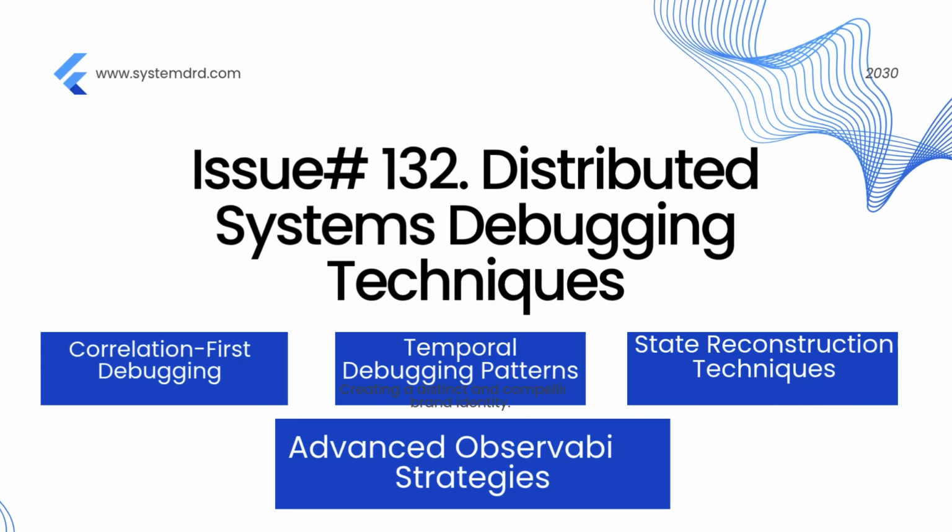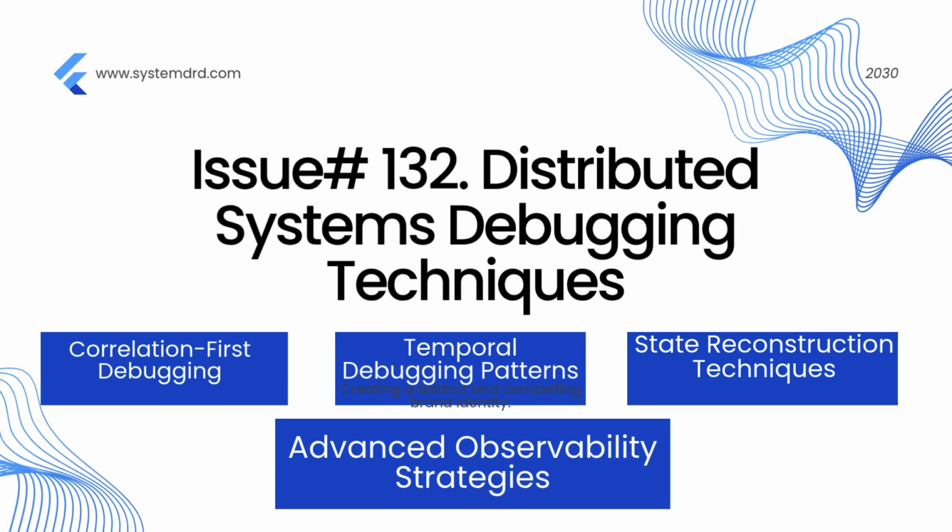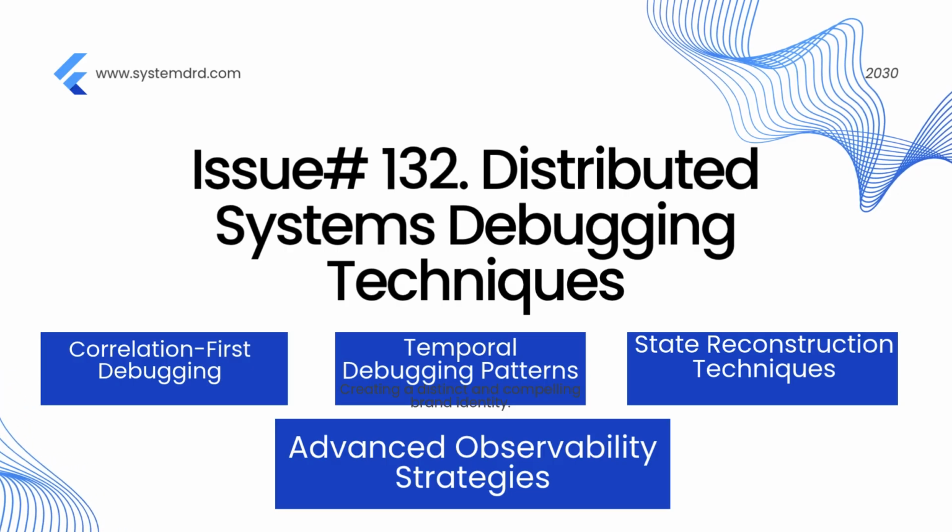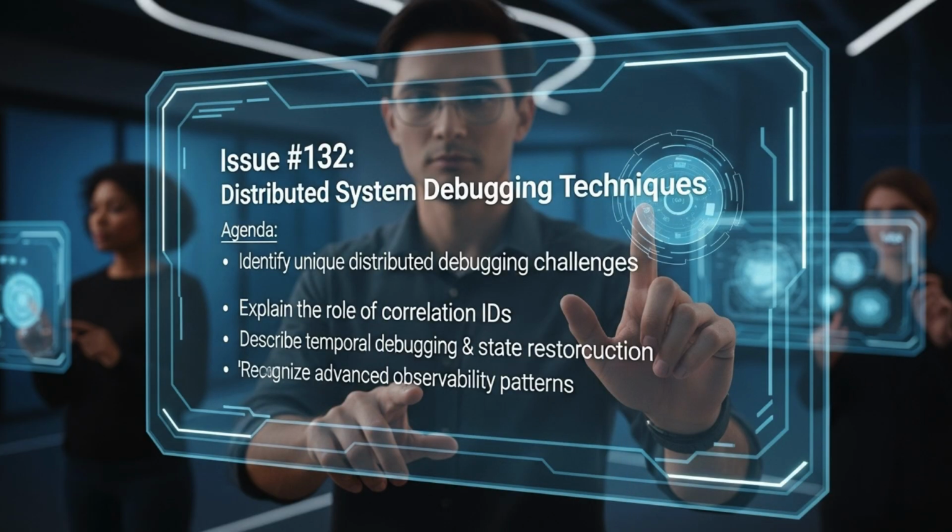Welcome back to the System Design Interview Roadmap. In our previous lesson, we explored what happens when your distributed system becomes a crime scene, where individual components report healthy status, yet the entire system fails. Today, we're diving deep into the detective work required to solve those complex puzzles.